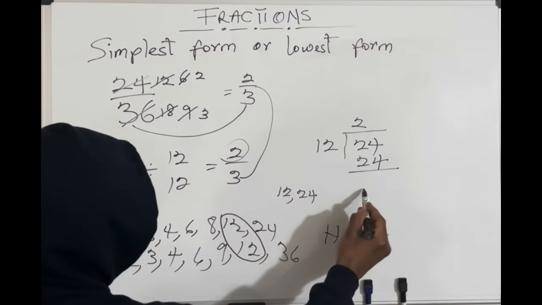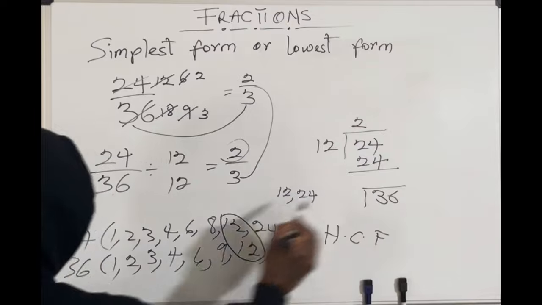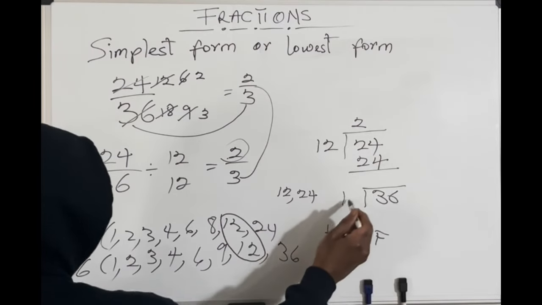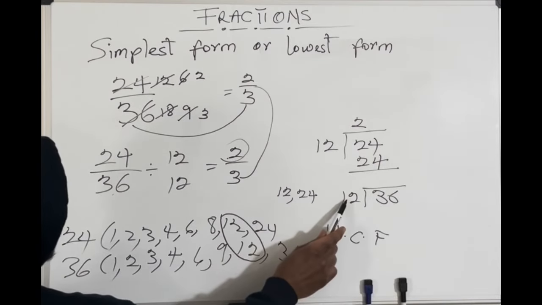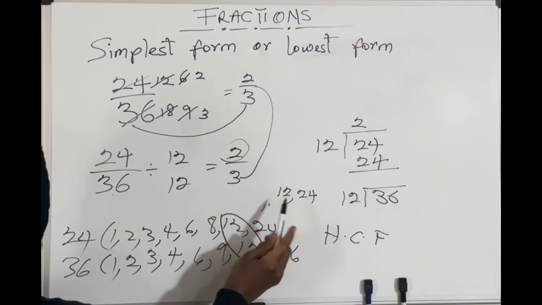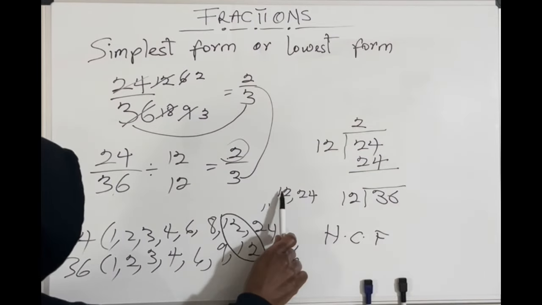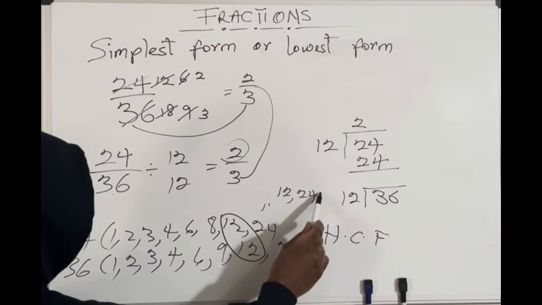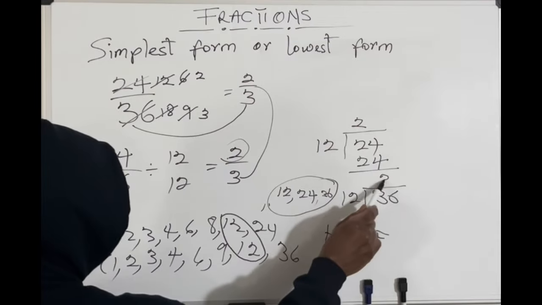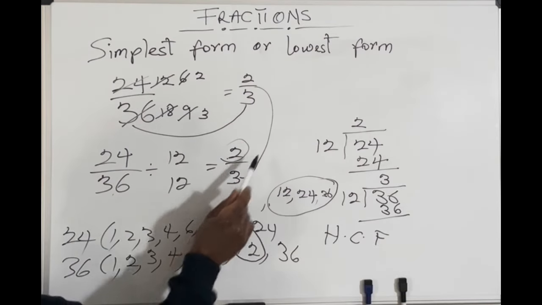And then the same way we do for the 36. So 36 will go in, and we use the same 12. 12 times what number will give us 36? 12 times 1 is 12, 12 times 2 is 24, 12 times 3 is 36. So 12 times 3 will give us 36. That is why we had the 3 here.